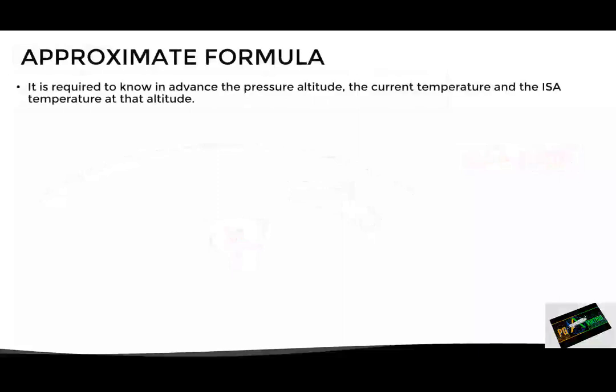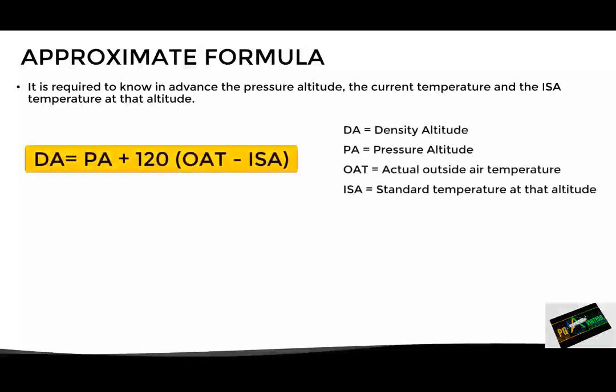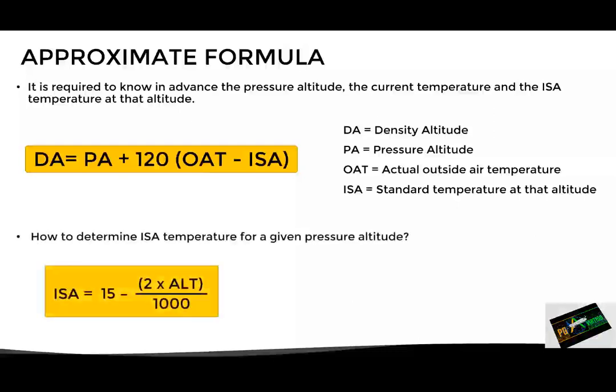To use it, it is required to know in advance the pressure altitude, the current air temperature, and the standard temperature at that altitude. This means that here we have an additional step, since we have to determine the standard temperature at the corresponding pressure altitude, which, as we will remember from previous videos, can be done by means of this other formula. Let's see a practical example.